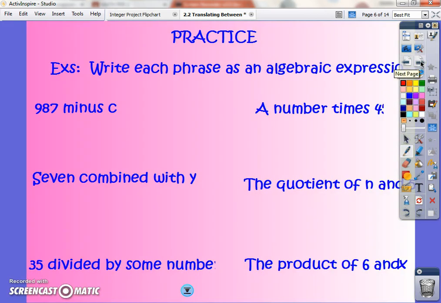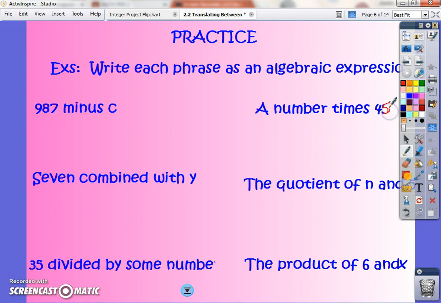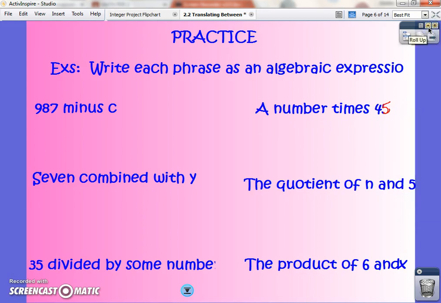Okay, this is going to be our practice for today. I'm going to do one with you guys, and then you're going to do the rest on your own, so you're going to have to pause the video. This is a 45, but it's cut off. The first one says 987 minus c. So we are going to translate it from the words to the math: 987 minus c. You guys are going to pause the video and complete the rest, and then play to see the answers. Good luck.